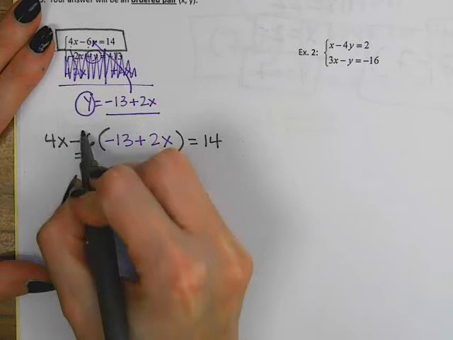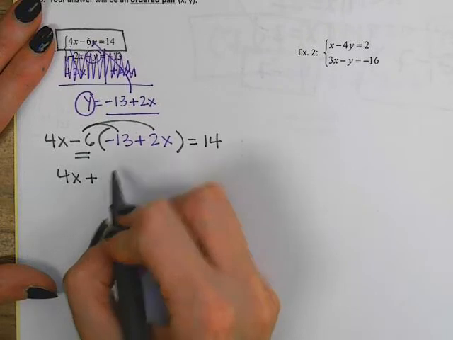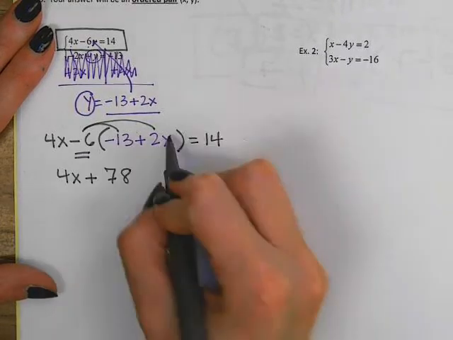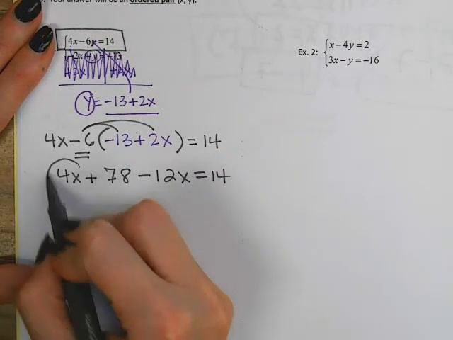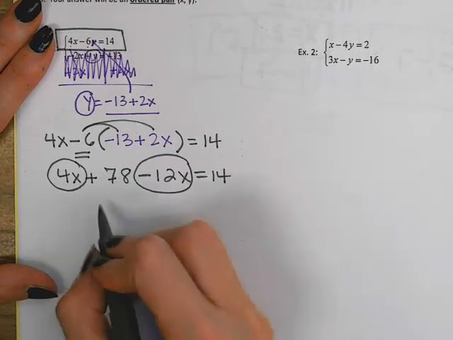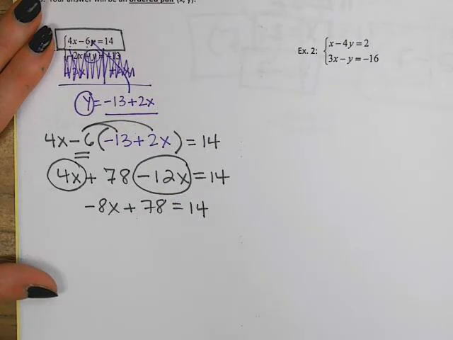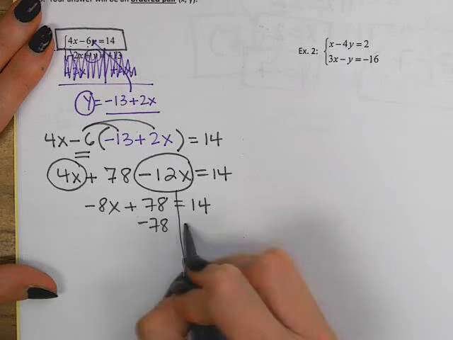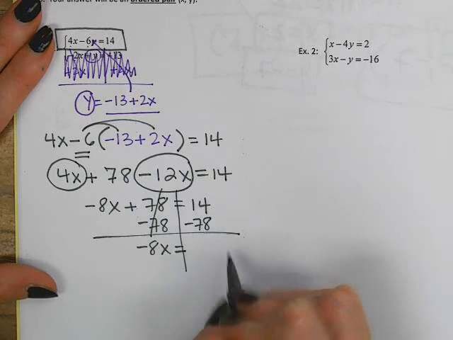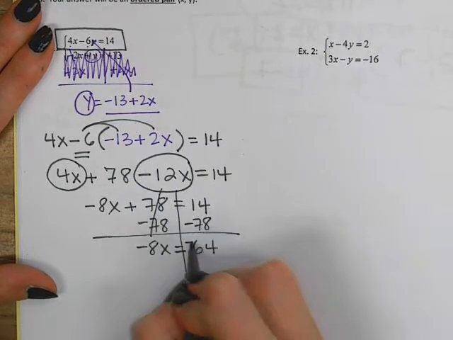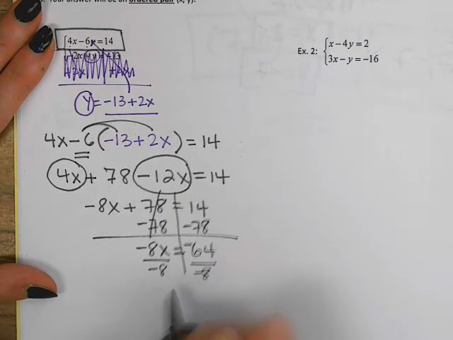So we're going to distribute a negative 6. And then we're at 4x plus, I think that's 78, and then minus 12x equals 14. And then same process, if you add like terms, we're now at negative 8x plus 78 equals 14. And then if we're going to solve, we're going to minus 78 from both sides. And we're at negative 8x equals, I think that's negative 64. And then divide by negative 8, divide by negative 8. So x ends up being 8.